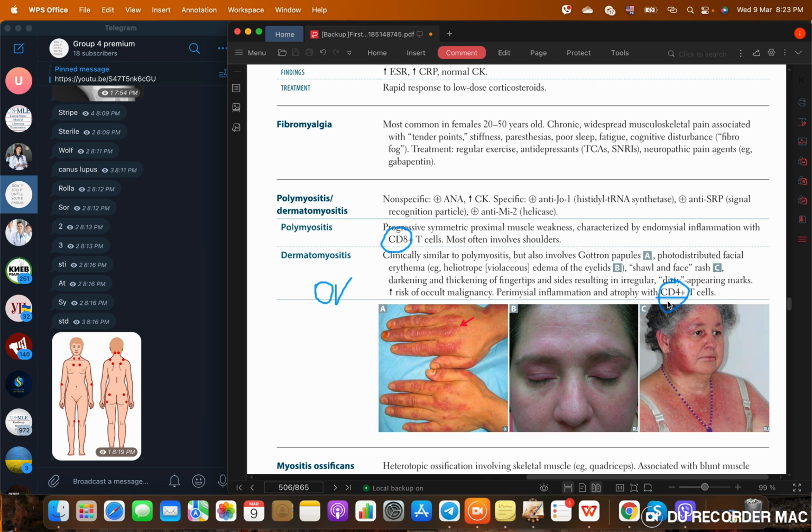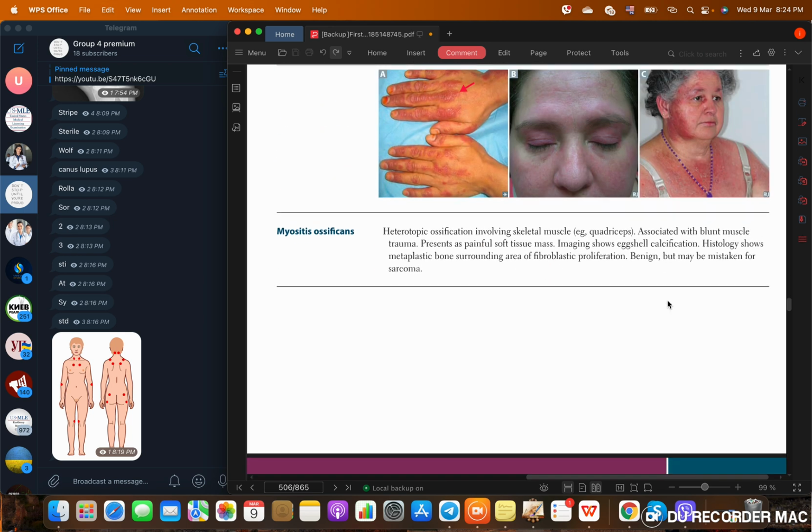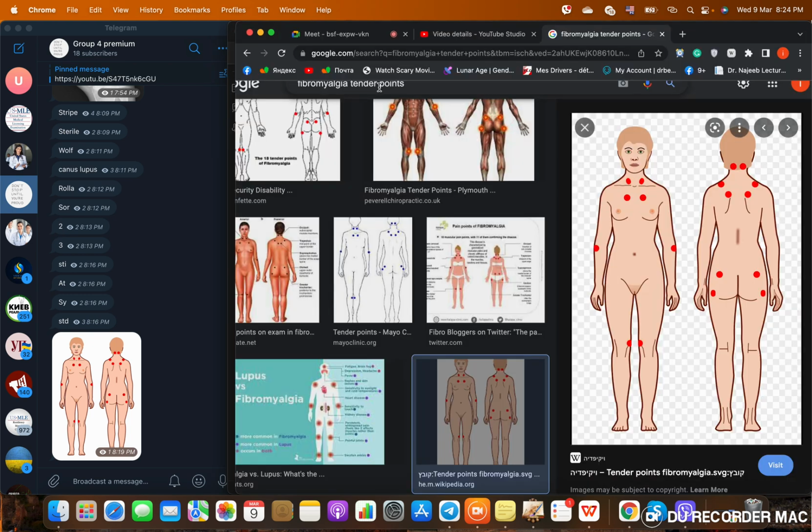So I like to think since the CD4 is more a badass type of cell, it can affect both the muscles and, except for the muscle, the what? It can also affect the skin. While the polymyositis is because of CD8, so it's going to only affect the muscles. The next thing is myositis ossificans, which is basically like the patient has nothing, suddenly gets a trauma.